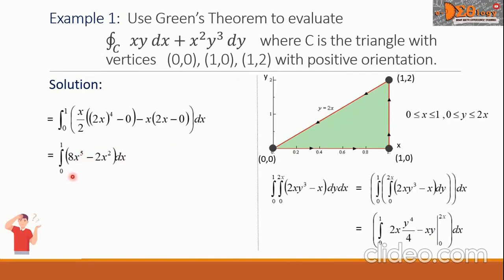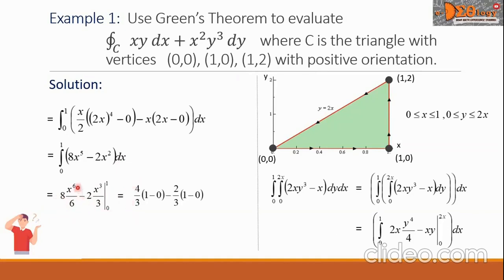Let us now integrate with respect to dx. So the 8x raised to 5 becomes 8 times x raised to 6 over 6, minus the 2x squared becomes 2 times x cubed over 3. We evaluate this from 0 to 1. Take note, this 8 over 6 becomes 4 over 3.